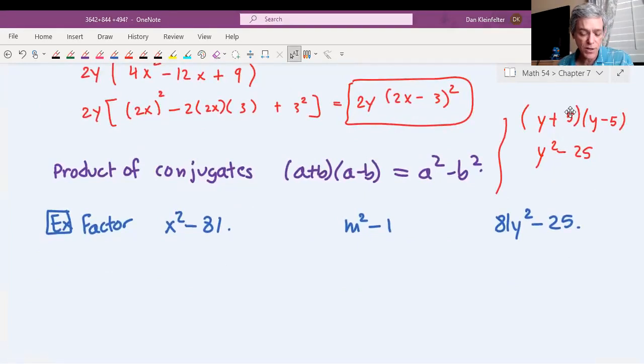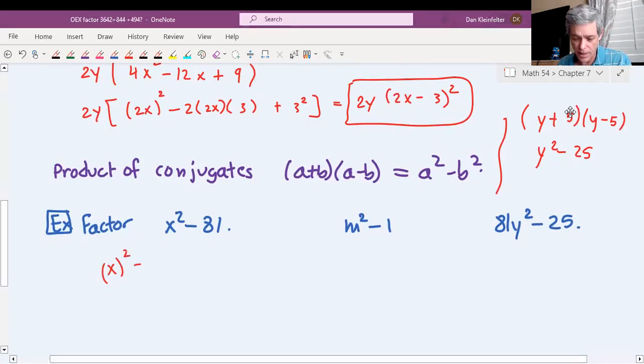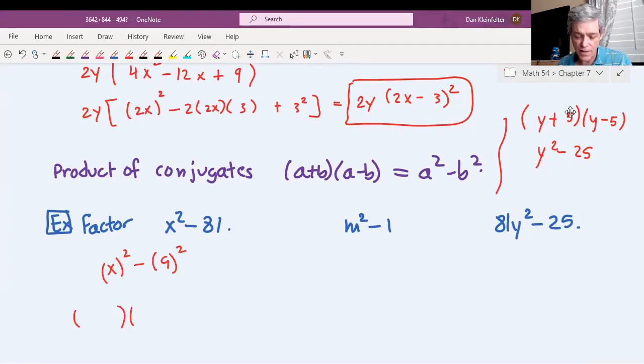to factor. So here, x squared minus 81 will be x squared minus 9 squared. So this will factor as a product of conjugate binomials. We'll have x's in the front, and we'll have nines in the back. Okay, all right, so x plus 9, x minus 9.